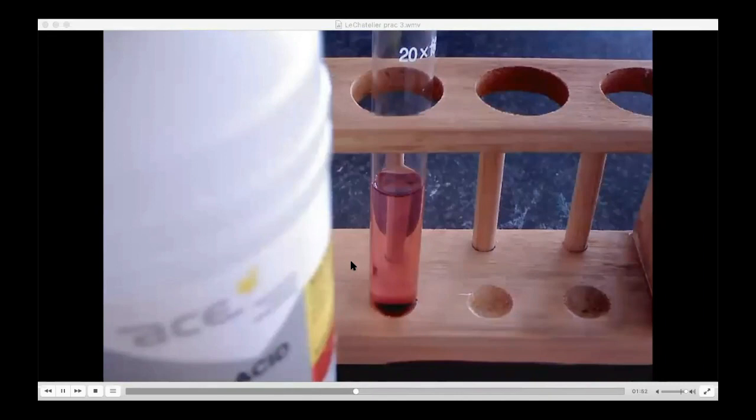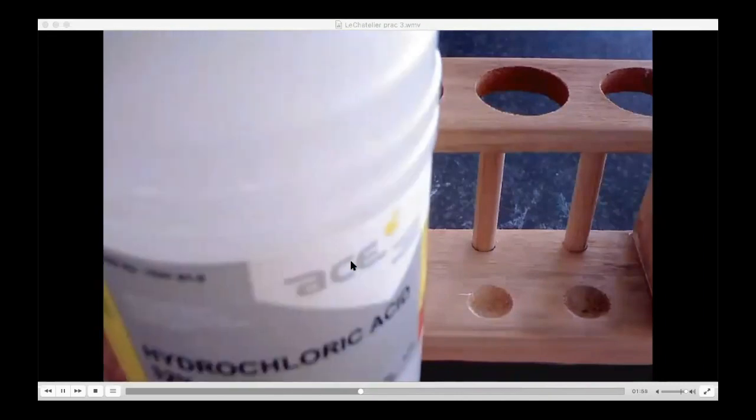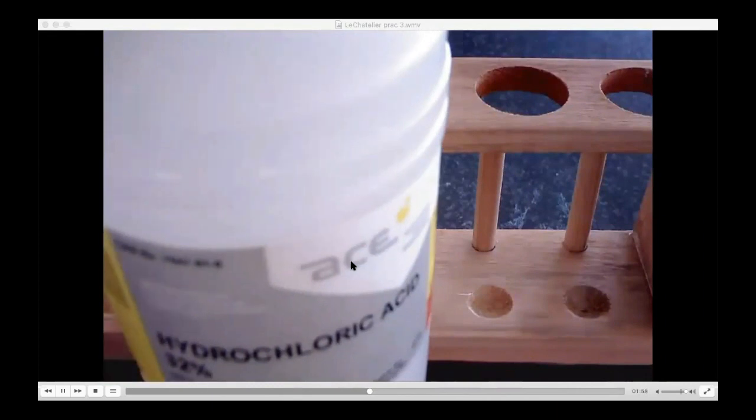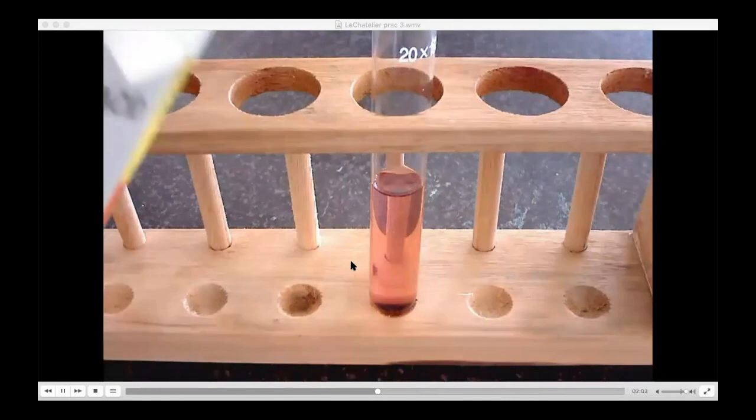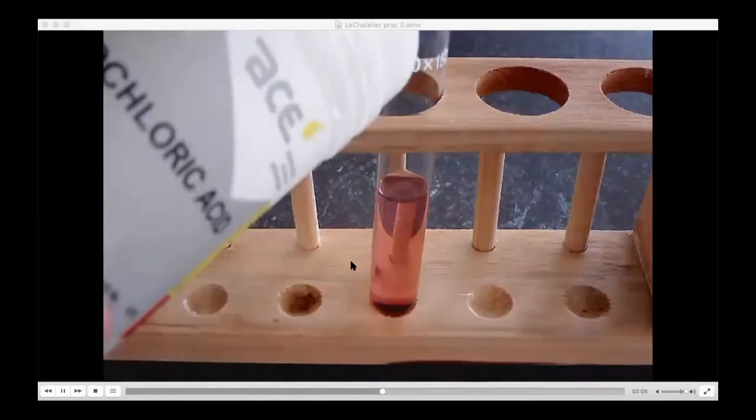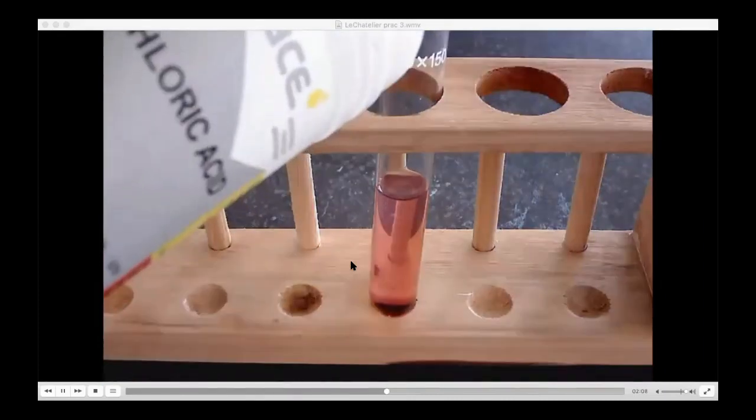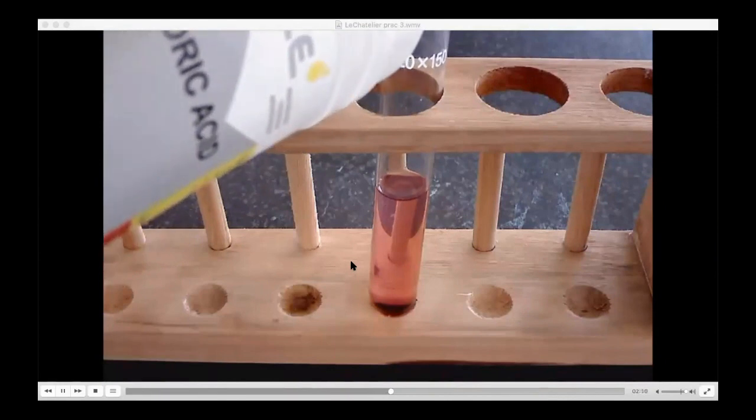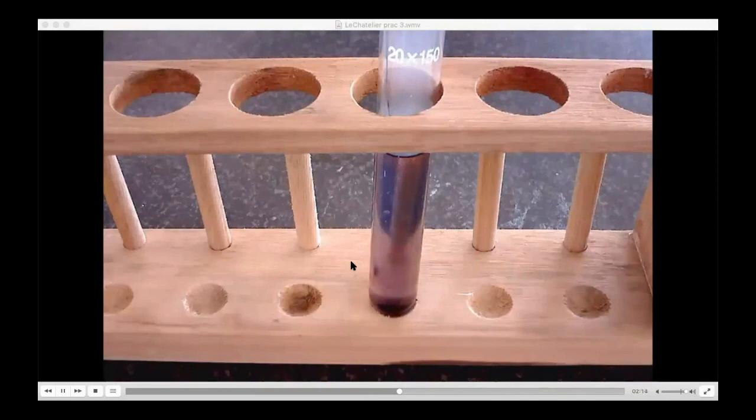So here we see that HCl is being added to the Co(H2O)6 2+ solution, and we add the Cl- ions to it, and we see that the result is the blue color immediately when the HCl comes into contact with the Co(H2O)6 2+ solution.